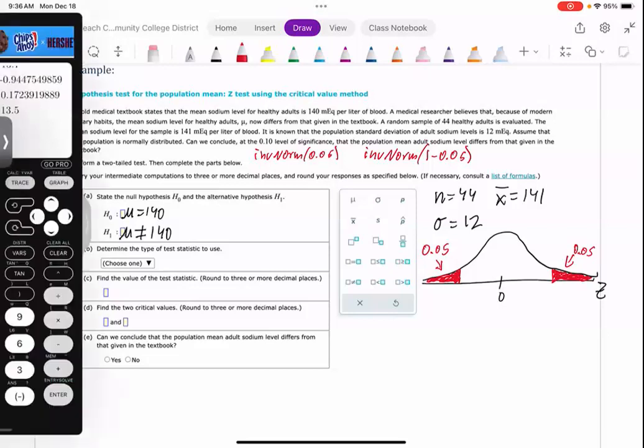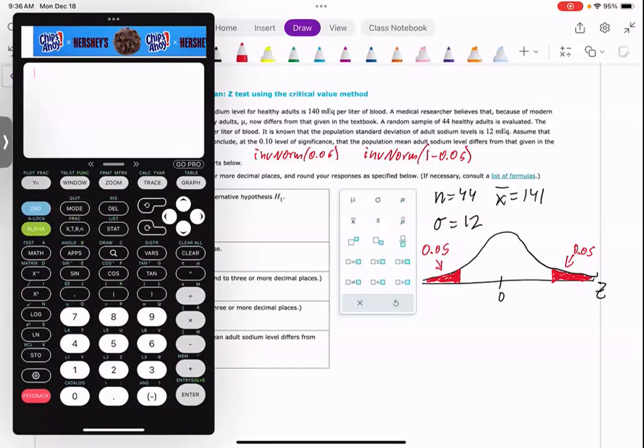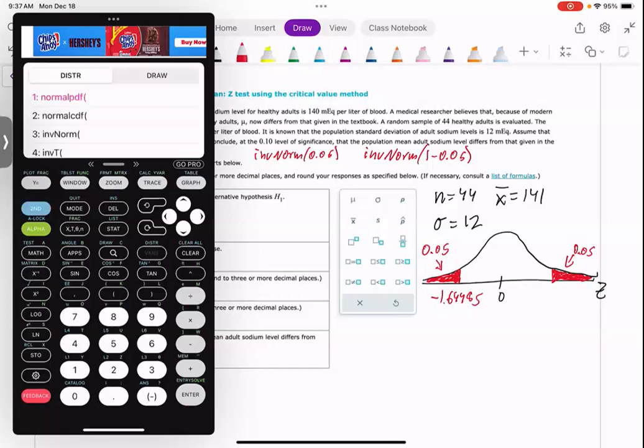So let's see what we get. Inverse norm 0.05. So I'm getting negative 1.64485, and inverse norm of 1 minus 0.05 is the positive version of that. Okay, we are set up.